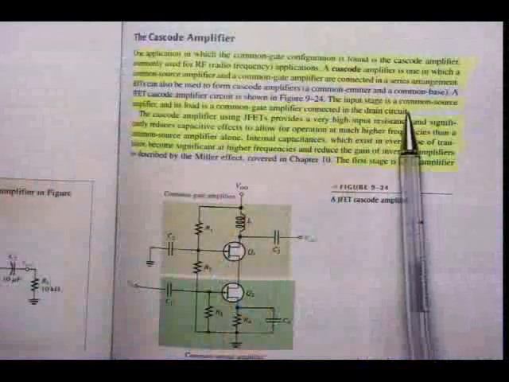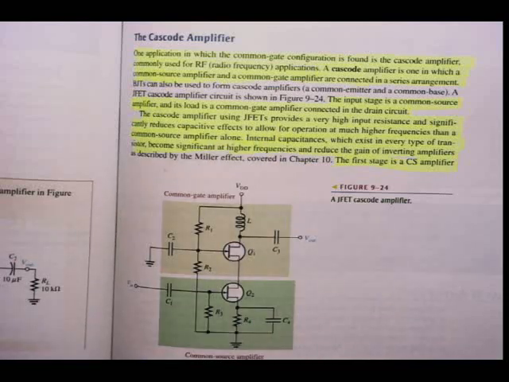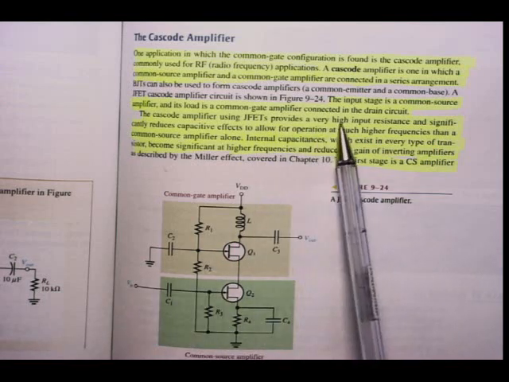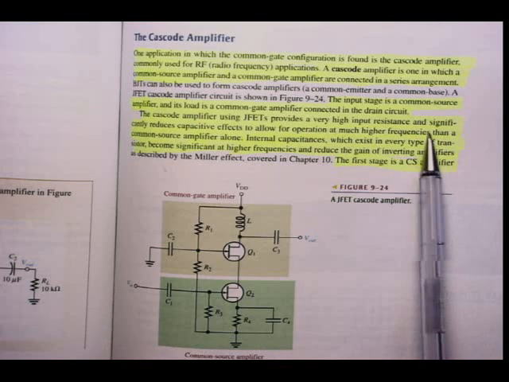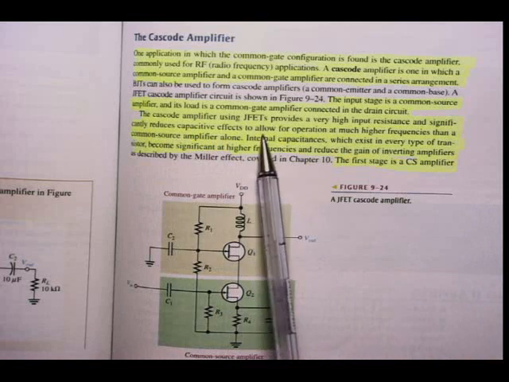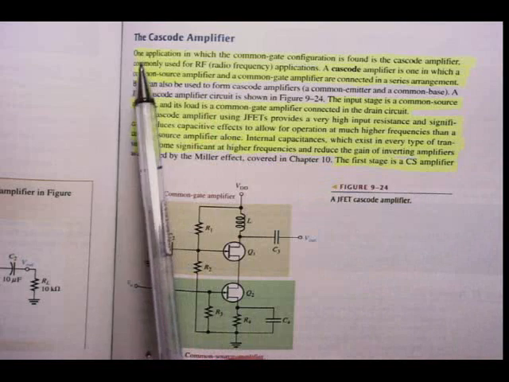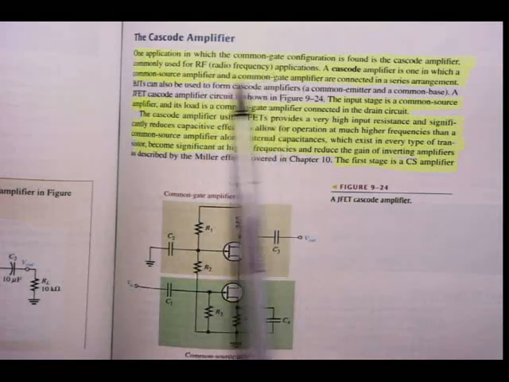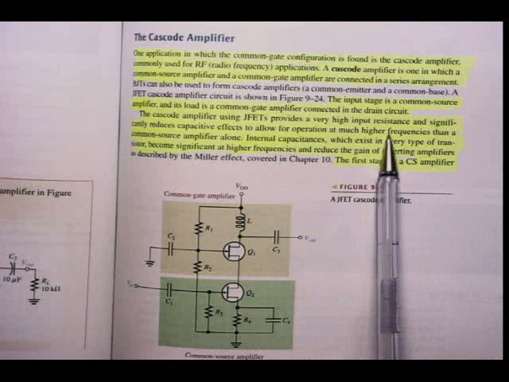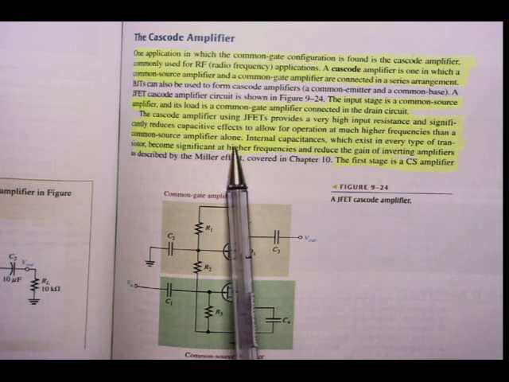Alright, so the input stage is a common source amplifier and its load is the common gate amplifier connected in the drain circuit, as we can see. The cascode amplifier using JFETs provides a very high input resistance, you can underline that, and significantly reduces capacitive effects to allow for operation at much higher frequencies. That's why we've seen it used where? Radio frequency applications. Alright? Much higher frequencies than a common source amplifier alone.